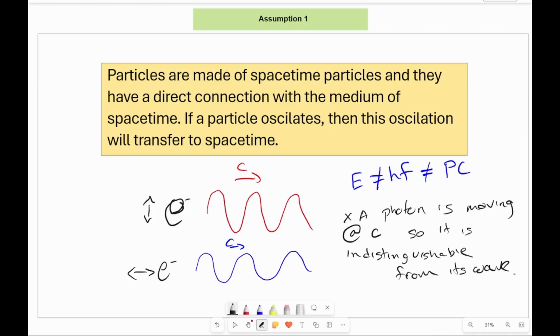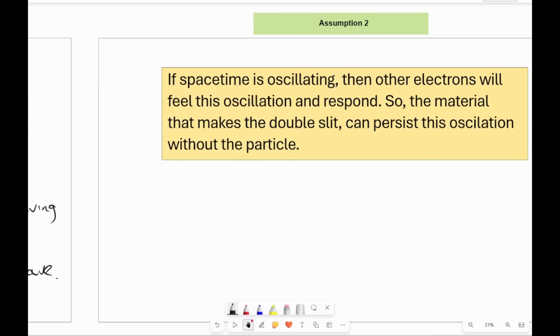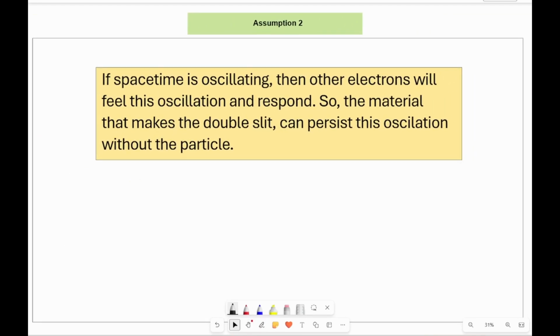But ultimately, what I'm trying to say is that if the electron is moving and we have this de Broglie wavelength that we know works really well, it's really that Planck's constant is the barrier between the small stuff and the large stuff. Let me go to assumption 2 first. Assumption 2 is that if space-time is oscillating from this electron or whatever, then other electrons can feel this oscillation and they can respond.